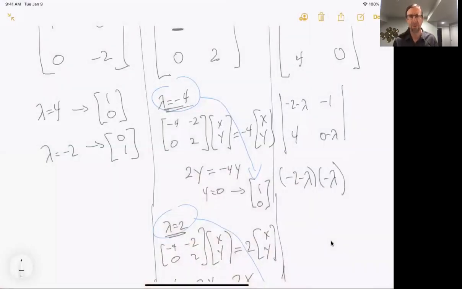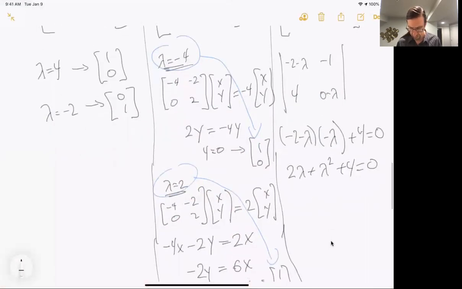Minus negative 4 is plus 4 equals 0. So that gives me, let's see, I got a lot of negatives here that'll just cancel. That's 2 lambda plus lambda squared plus 4 equals 0. Rewrite that, make it look a little nicer. Lambda squared plus 2 lambda plus 4 equals 0.